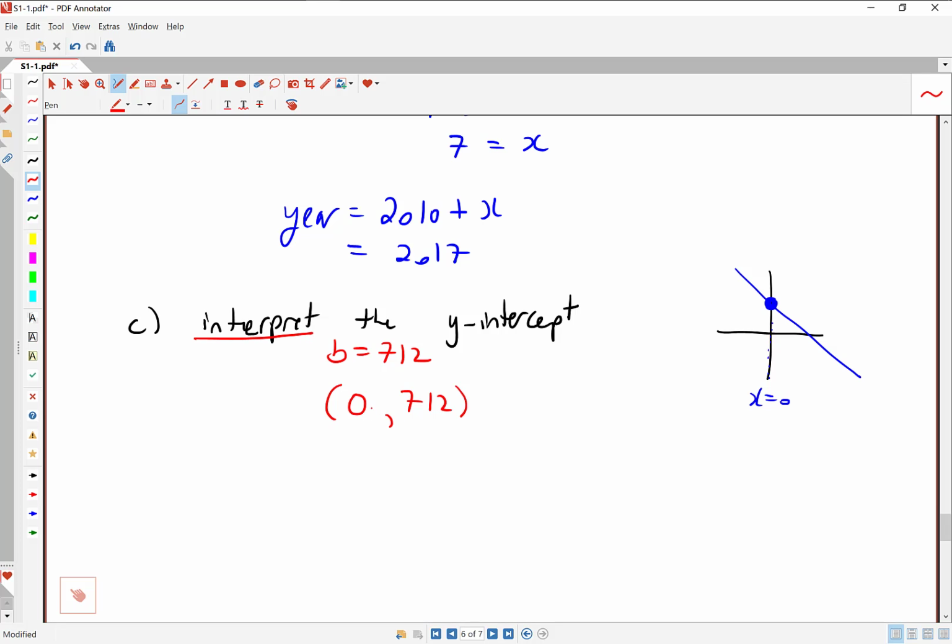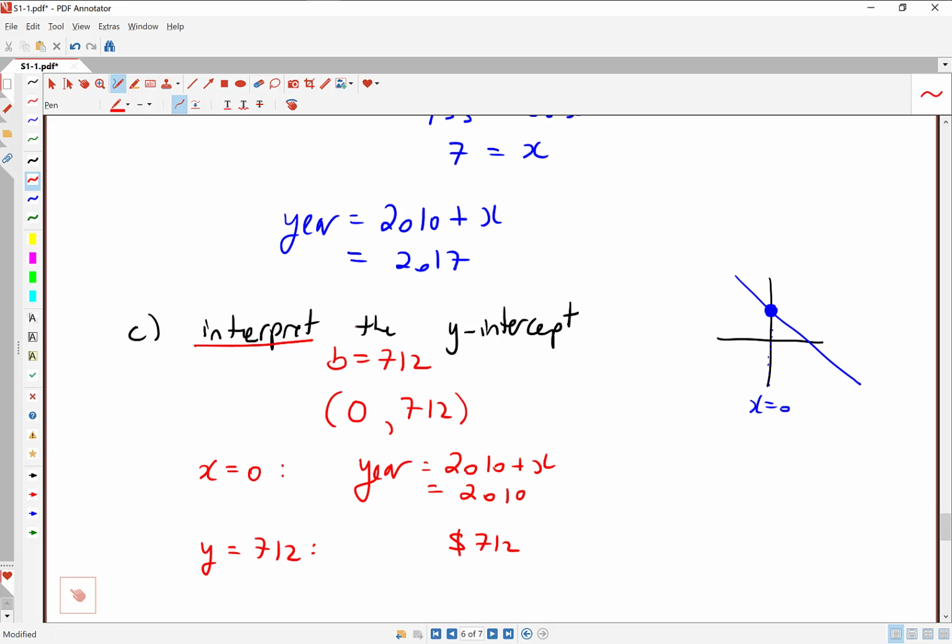Okay, now the question is saying interpret the y-intercept. So what this means is we need to put this into the context of the problem. When you say x equals 0, remember in this problem what x represents is the number of years after 2010. So the year is 2010 plus x. And if x is 0, then we're saying we're just talking about the year 2010. And let's think about what y equals 712 represents. Well, y represents the cost of the insurance. So $712. So to say interpret the y-intercept really just means put these two values together into a sentence.